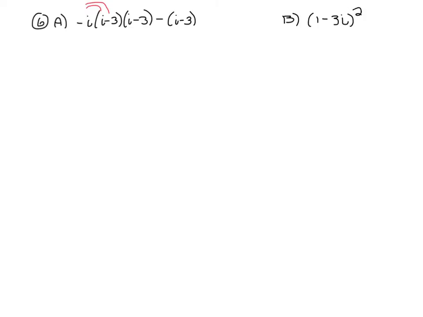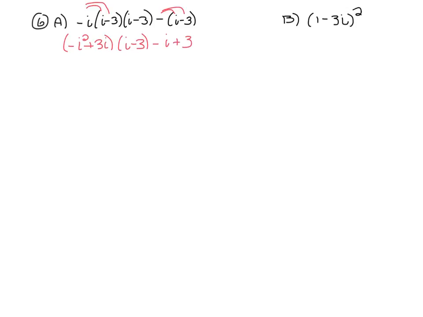So when I do that, I wind up with negative i times i is negative i squared, and negative i times negative 3 is positive 3i. So I'm going to put that in a new parenthesis now, and I'm going to bring down the i minus 3, and I might as well just distribute this negative into this parenthesis while I'm at it, so it would give me negative i plus 3.